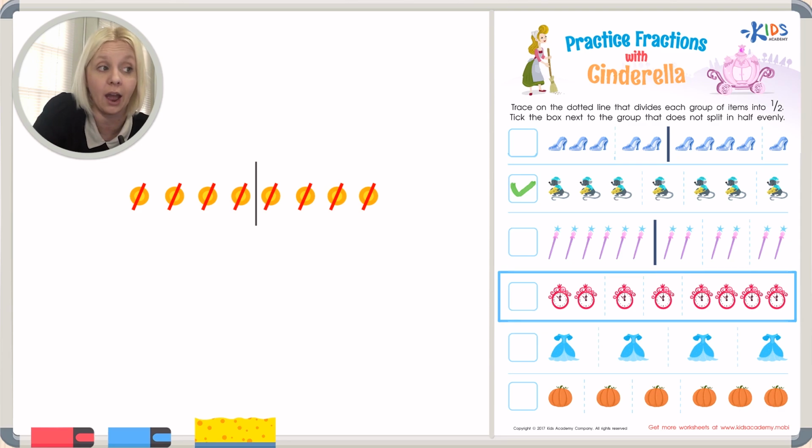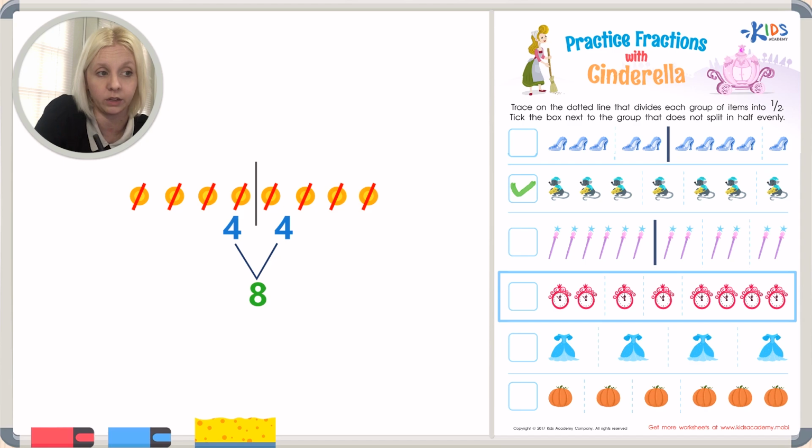How many do we have on each side? We've got 1, 2, 3, 4. So there's 4 here. 1, 2, 3, 4. 4 on this side. And 4 plus 4 equals 8. That was our total number of clocks.